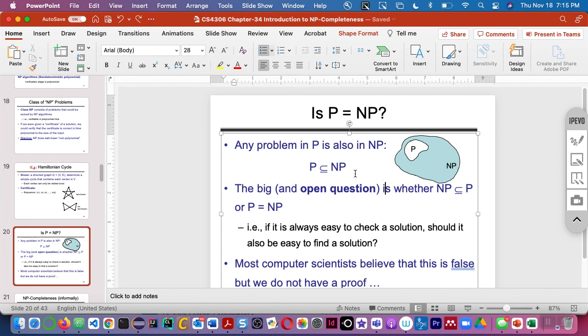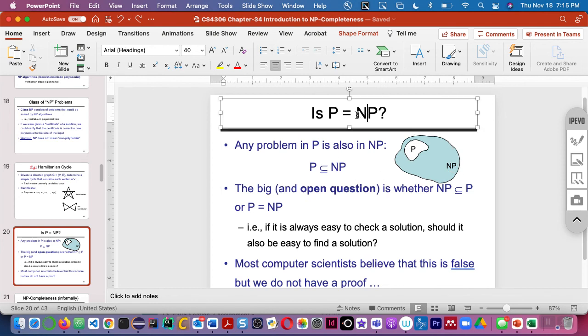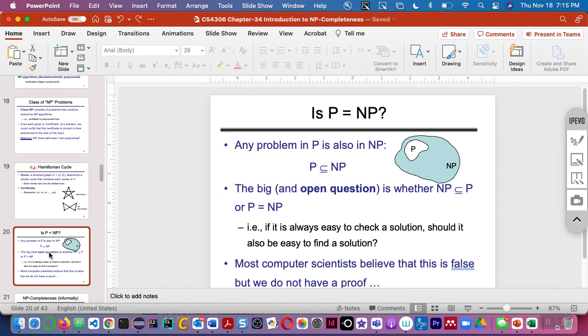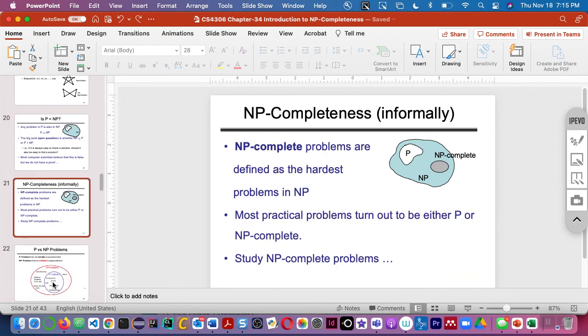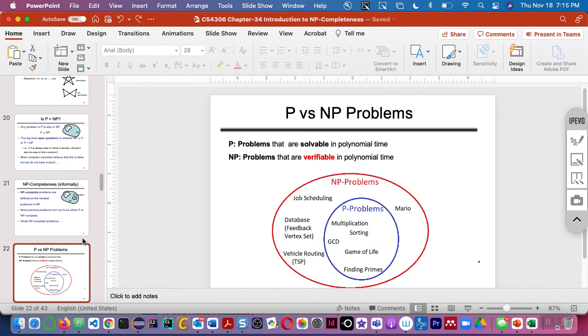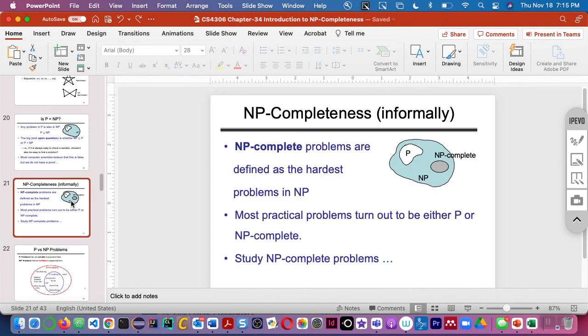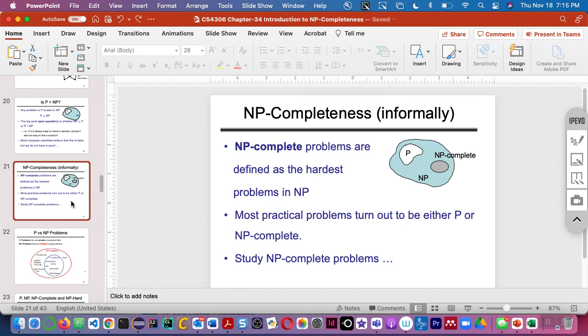So the question is: is P equal to NP? That means, can all non-polynomial problems be solved? We don't know yet, but we hope, and if it is, then many problems will be solved. And how do we do that research? The way is that we take some problems, or at least one problem.